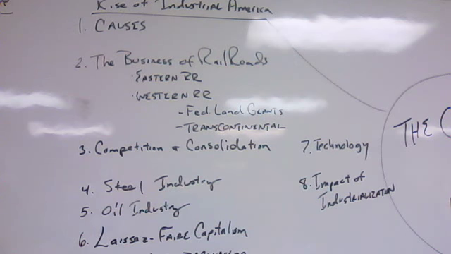Alright, class, the following lectures will be on the Gilded Age in America from 1865 to 1900. And the lectures are going to cover the following topics: rise of industrial America, politics during the Gilded Age, and the growth of cities and American culture from 1865 to 1900. The first thing we're going to look at is the rise of industrial America.